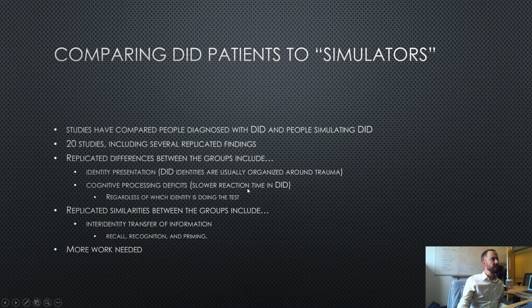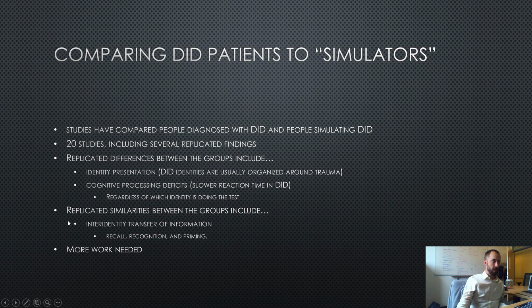There are slower reaction times in DID, regardless of which identity is doing the test. I think that could be related to severe impairment, comorbidity. There's a lot going on in these people's brains. Their brains have been through hell and back, so people with DID have slower reaction times.